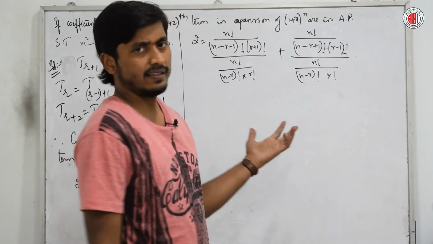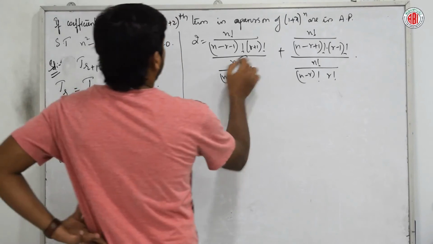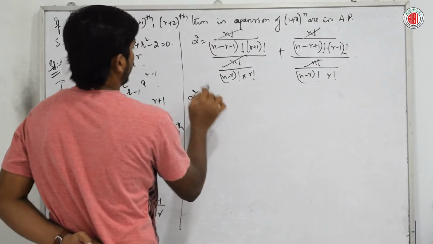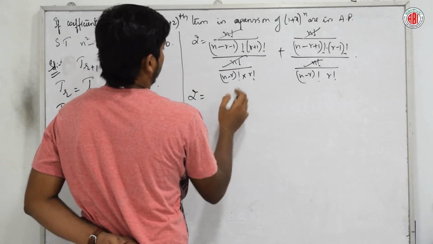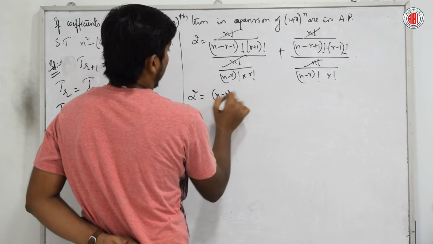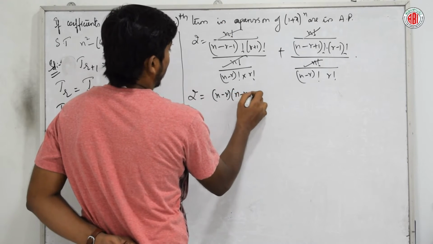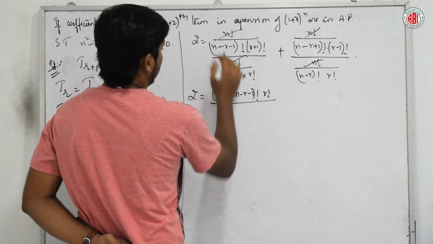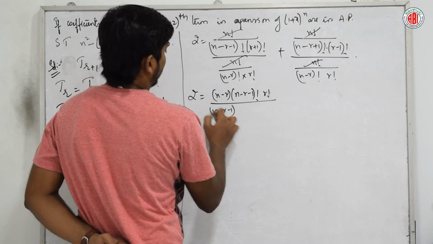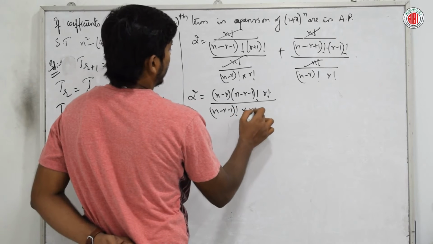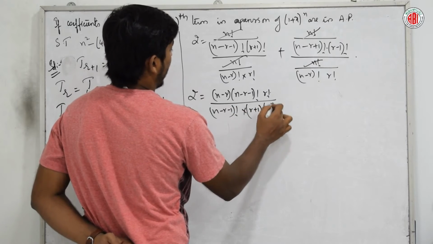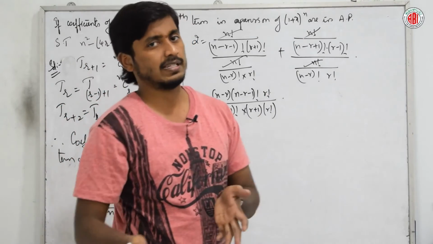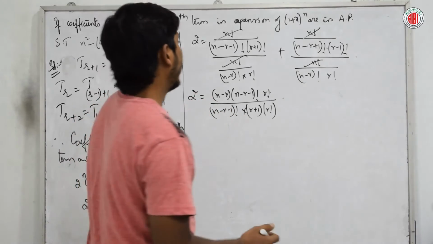So let us simplify this. What do we get? n factorial gone. Here also this is cancelled. 2 is equal to, let me write this in the numerator, (n minus r) into (n minus r minus 1) factorial into r factorial, divided by here (n minus r minus 1) factorial into this is (r plus 1) into r factorial. Yes or no? What is the next term of r plus 1? Obviously r, right?